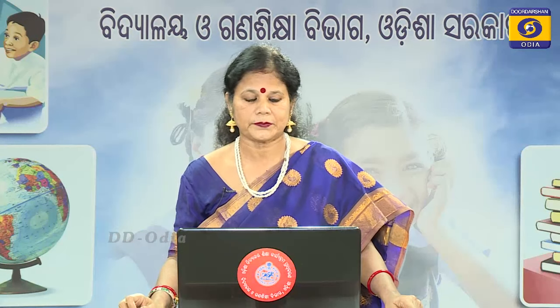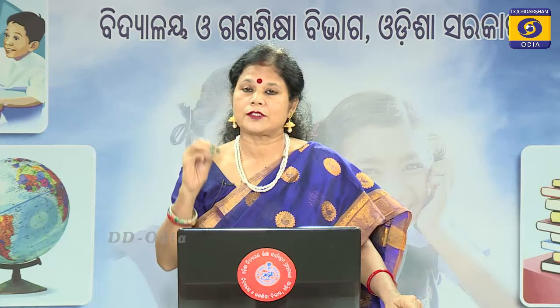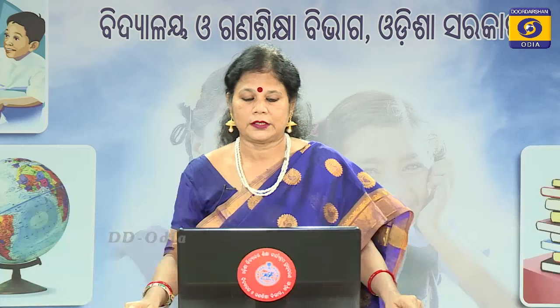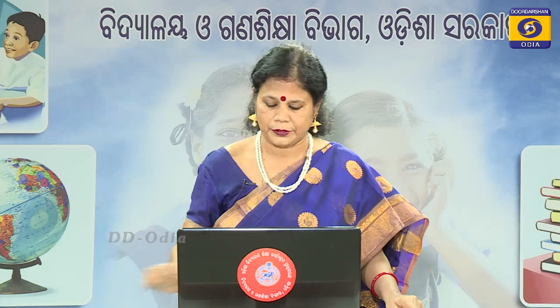कारण एक angle को हम mean कर रहे हैं. If we pass from the collective use to the distributive use, then we commit the fallacy of division. So, here the conclusion is ABC is equal to two right angles, and this is a wrong conclusion. This is your fallacy of division.